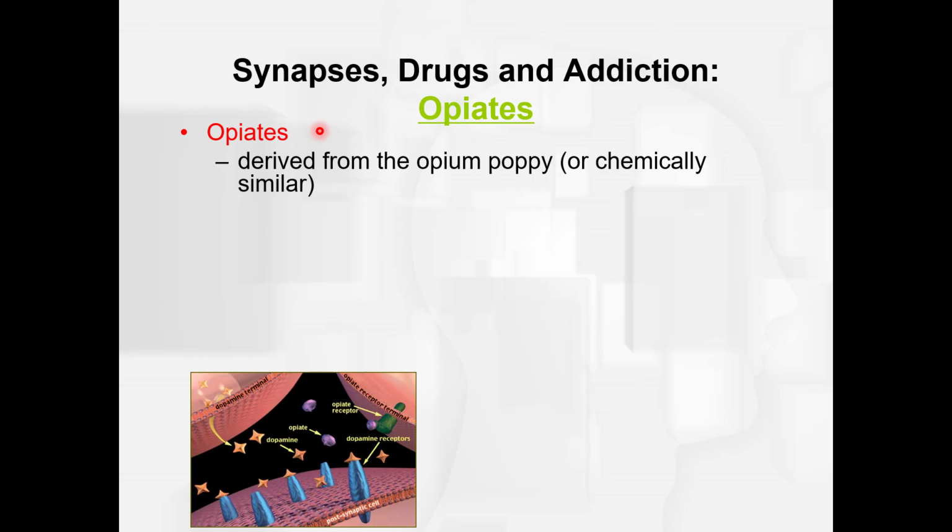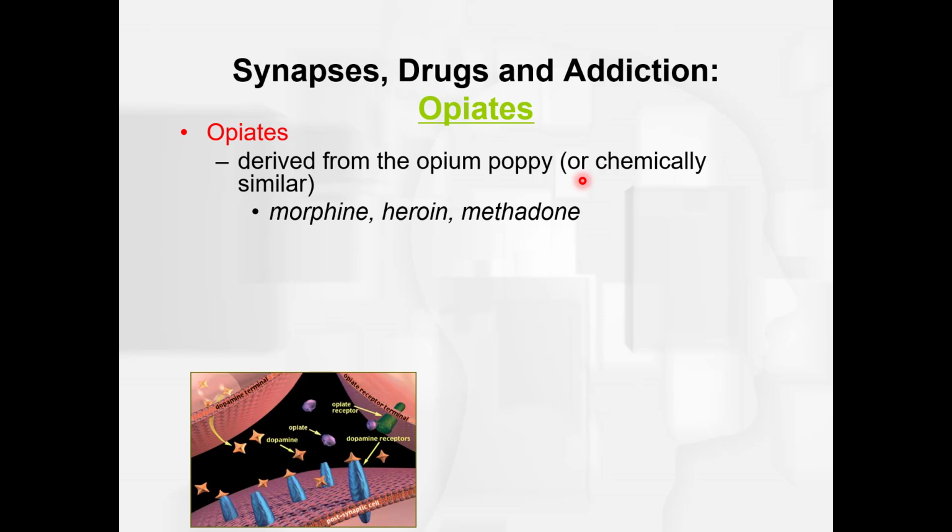So there are naturally occurring opiates that come from the opium poppy, and then there are some that are chemically similar. So some of them are synthesized from a combination of the opium poppy and other things, and then some are truly just synthetic drugs. So some that you may be familiar with are morphine, heroin, and methadone.